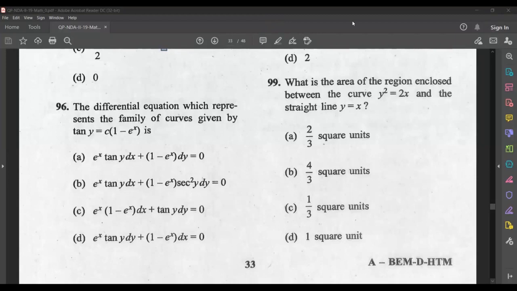So the answer for the question is 2 by 3 square units, option A. Okay. So let's go to the next question.